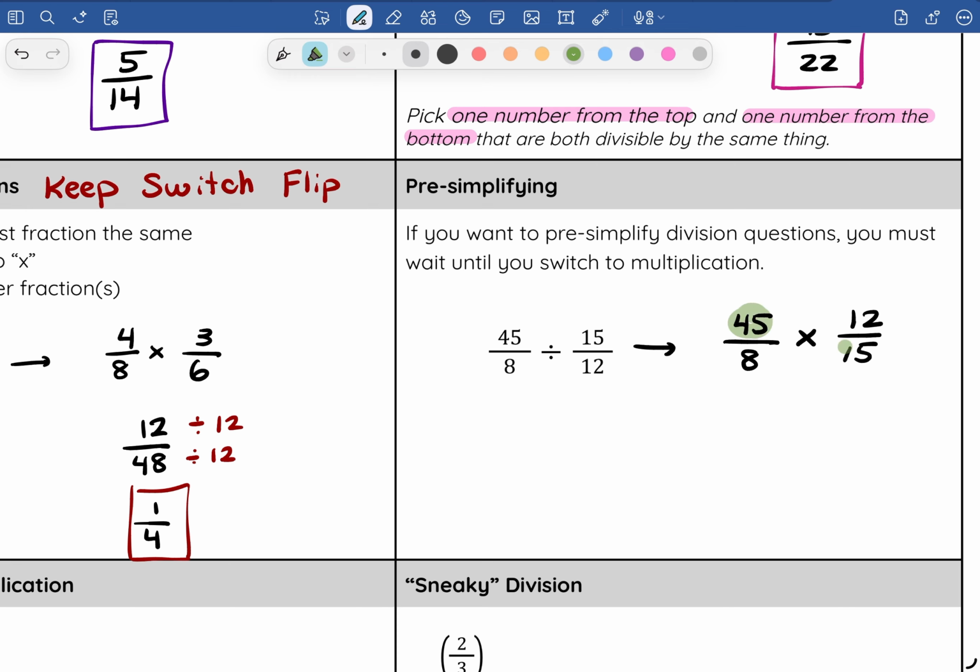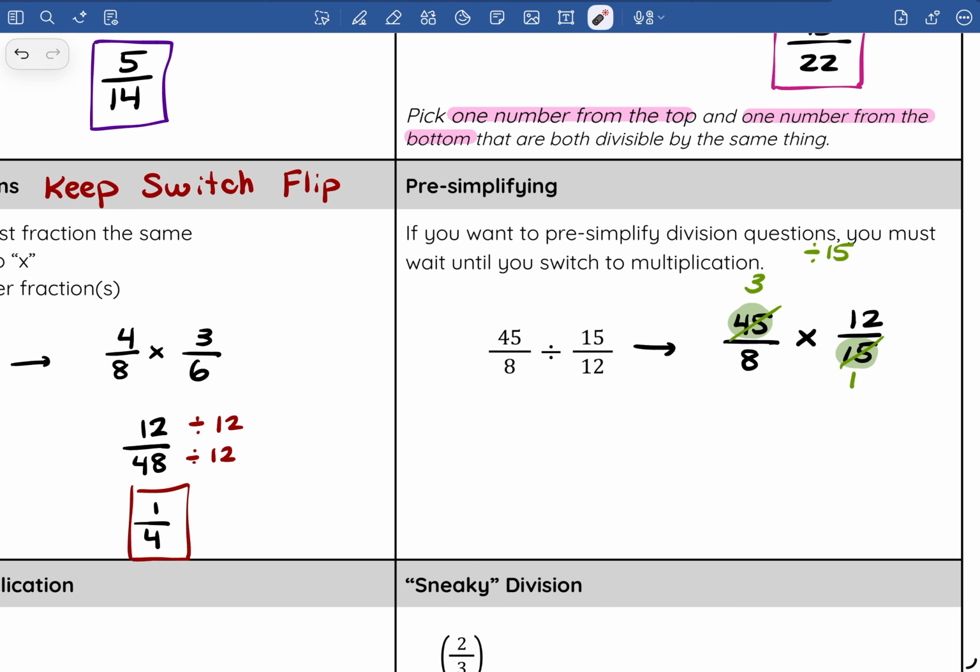45 and 15, what are those both divisible by? 15, 5 works as well. If we do 15, it'll get us there a little bit quicker. So yeah, divide by 15, which is nice. That'll bring us to 3 with that one, and 1. It's always nice when we can get a 1 there, because it can't go any smaller than that.